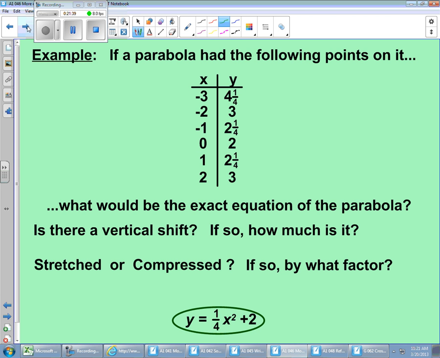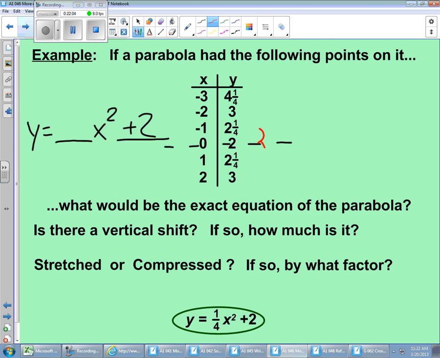Okay, looking at it again. y equals some amount of x squareds plus or minus some number. Let's have a look. There's your line of symmetry right through there. Does it need a vertical shift? Yeah, it does. How much? Positive 2. So it should be a something x squared plus 2. Now let's have a look at the step size here.